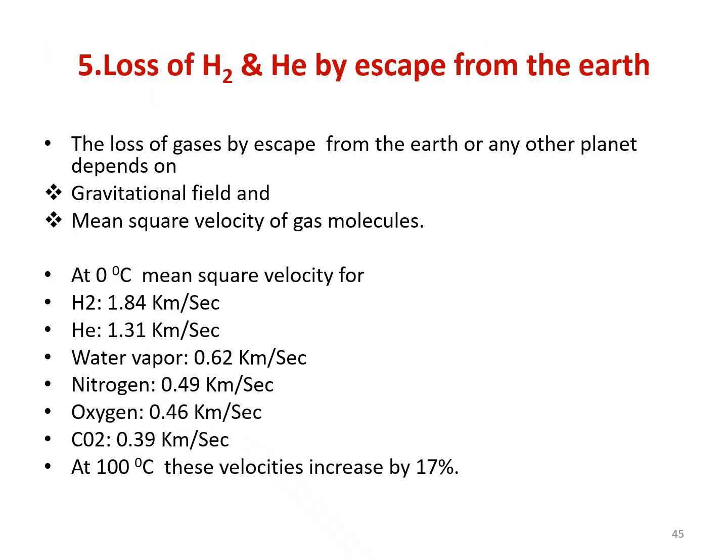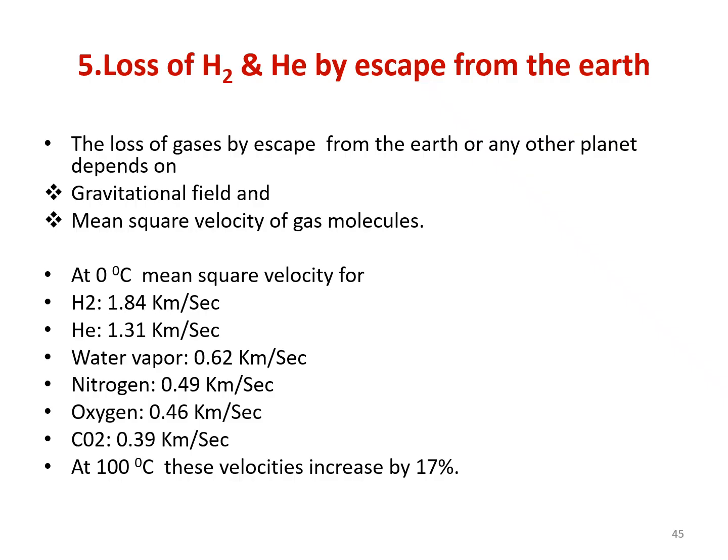Then coming to the fifth point, loss of hydrogen and helium by escape from the earth. The loss of gases by escape from the earth or any other planet depends upon the gravitational field and the mean square velocity of the gas molecules. The mean square velocity is the velocity whose square is equal to the mean of the squares of individual velocities, and it varies inversely as the square root of the molecular weight of the gas and directly as the square root of the absolute temperature.